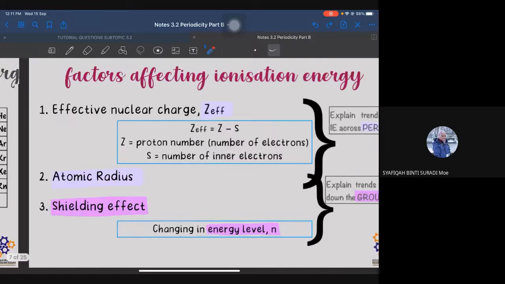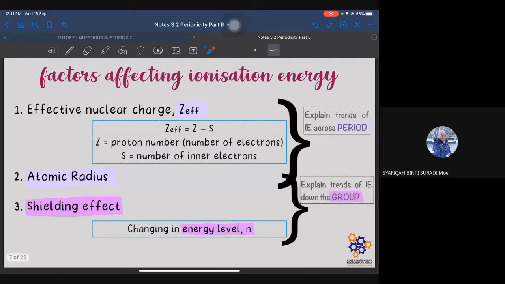So kita ada factors yang affect that result lah, that ionization energy. So the first one is effective nuclear charge, or we call it ZEF. So you know how to find ZEF already because we already learned it during the part A atomic radius. So ZEF is Z minus S. So Z is the proton number, S is the number of inner electrons. Okay, and then the atomic radius punya factor, and then last one shielding effect.